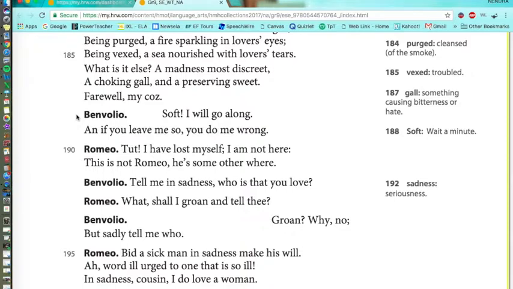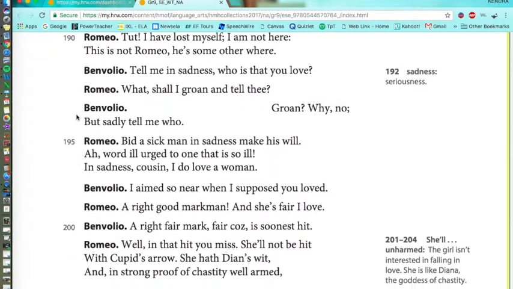Romeo, tut, I have lost myself, I am not here. This is not Romeo, he's some other where. Benvolio, tell me in sadness, who is it that you love? Romeo, what shall I groan and tell thee? Benvolio, groan, why no, but sadly tell me who. Romeo, bid a sick man in sadness make his will. Ah, word ill urged to one that is so ill. In sadness, cousin, I do love a woman.